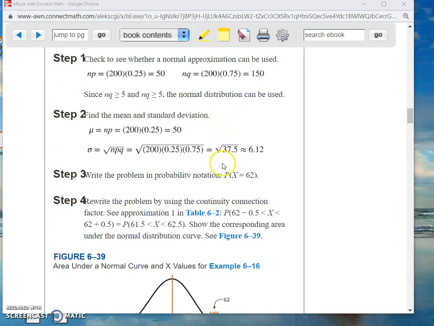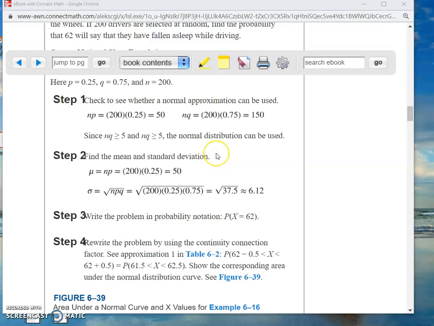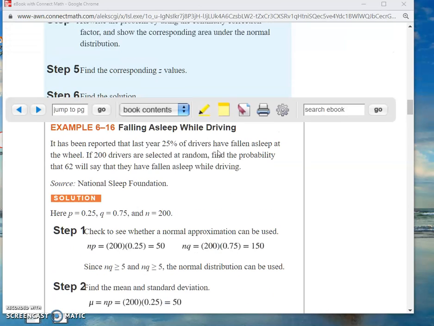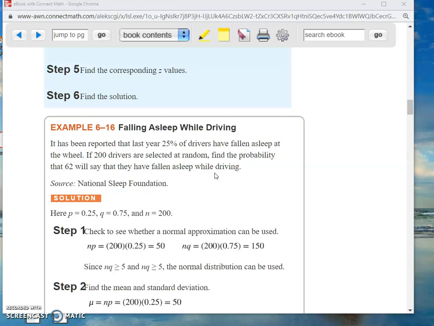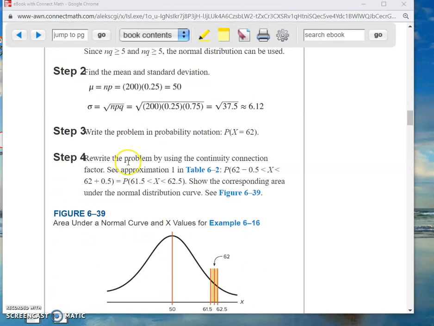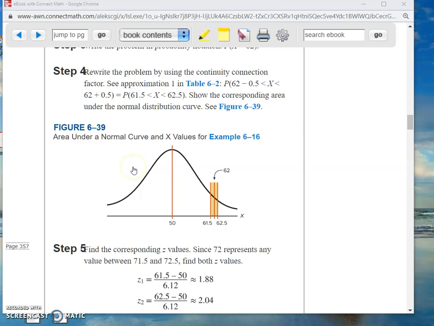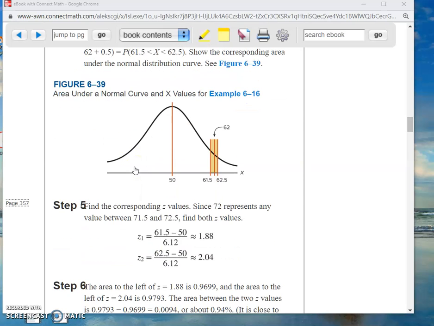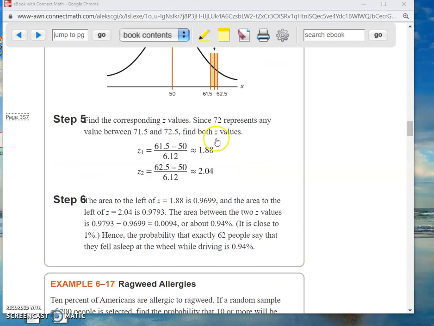Okay, where are we at here? 62. The probability that 62 out of the 200 will fall asleep is a little bit less than 1%. So I made a mistake when I said 94%. I don't know where that came from. And then there's this kind of a typo here, and then there's a typo right here too. Find the corresponding z values.